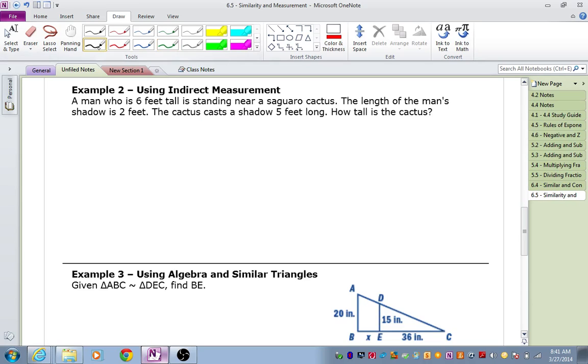So, we have a man. Okay, and he is 6 feet tall. And we have a cactus. We'll get some needles. Okay, and that is an unknown height because it says how tall is the cactus, so we'll say that's X. Okay, and then we have some sun up here. Don't actually have to draw that in, but we have some sun which is causing some shadows.